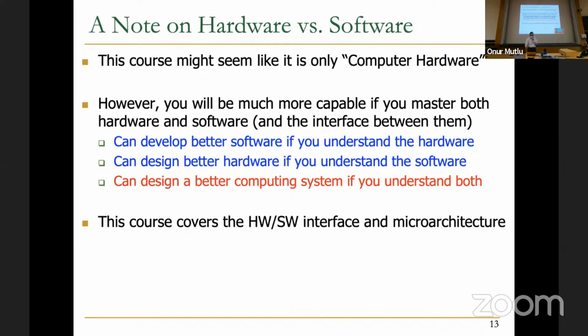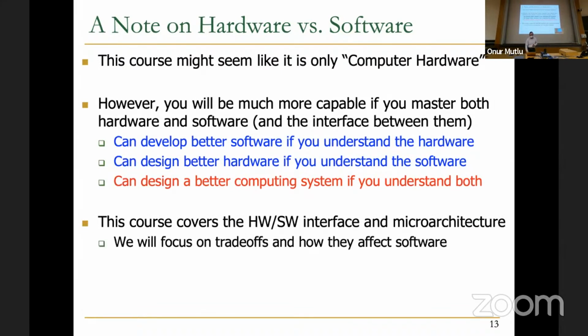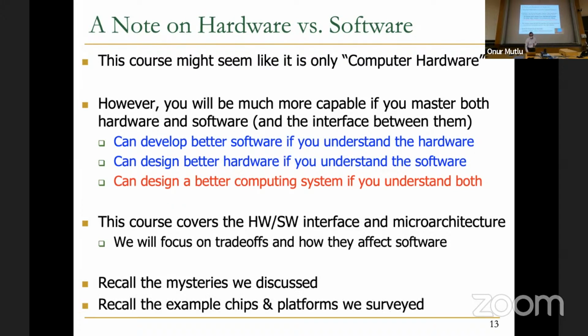right? Transformation hierarchy. So basically, we will cover the hardware-software interface and the microarchitecture, and we will focus on trade-offs and how they affect the software. Recall the mysteries we discussed, for example. They're actually affecting the software. RowHammer, something very device level, it's affecting the software, right? And people are trying to solve the problem in software. And example chips and platforms we surveyed in the last 3 lectures, we actually surveyed a lot of different platforms. I'll remind you a little bit of that.